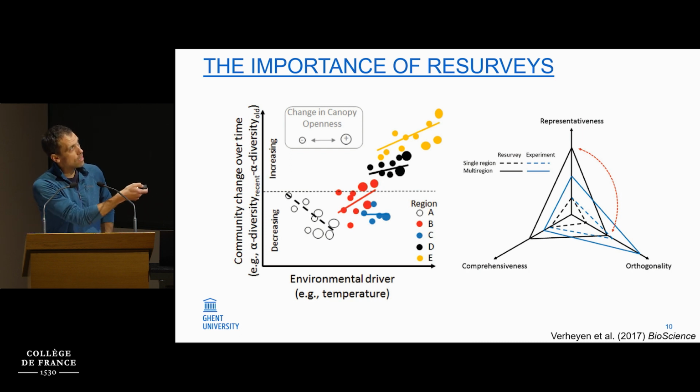So especially resurveys that are done in multi-regions, the black line here, score quite well on various characteristics, such as the representativeness, which questions how do they represent what is happening in reality, the comprehensiveness, which questions you can address with that study, and then also the orthogonality: are we able to disentangle effects of nitrogen from climate change, for instance.